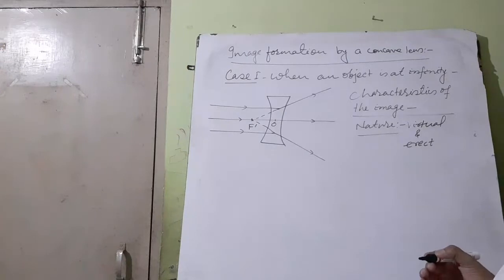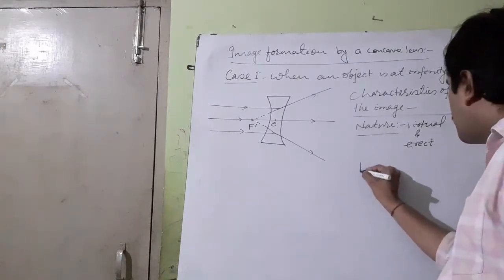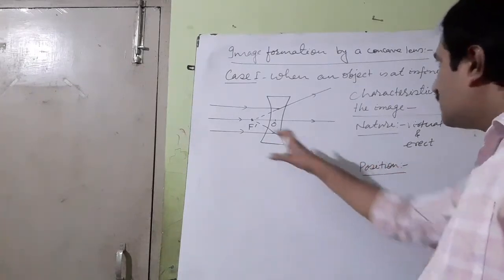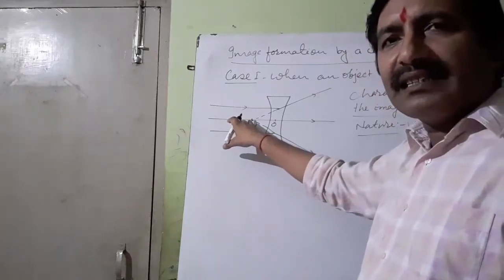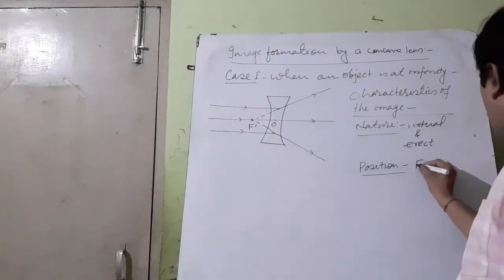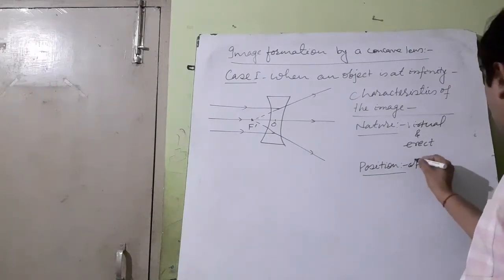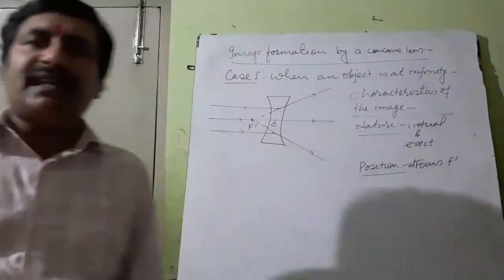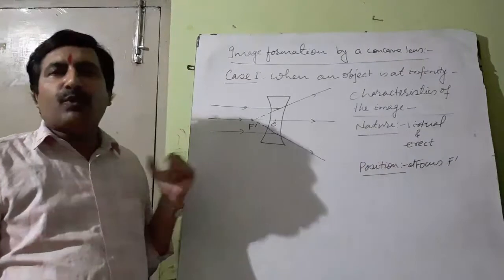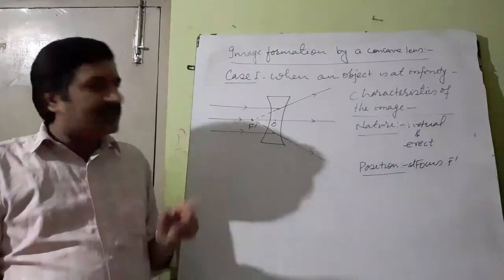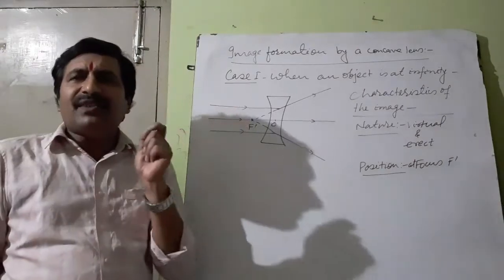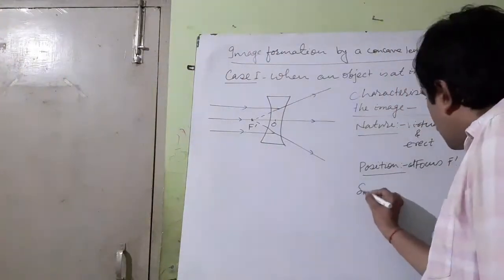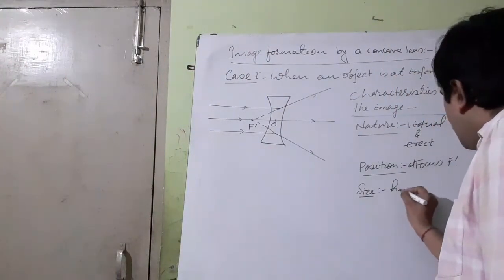After knowing about the nature of the image, you have to know about the position of the image. You just have seen here that the image is obtained at the focus. So the position is at focus. F dash means secondary focus. This property was also discussed whenever I was discussing the definition of focus. Is it clear? Now size. You can observe that the size is very, very small. It is highly diminished. So the size is highly diminished.